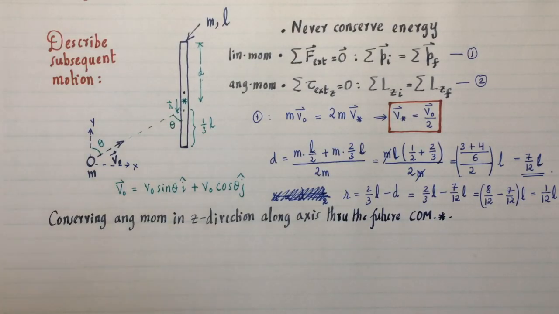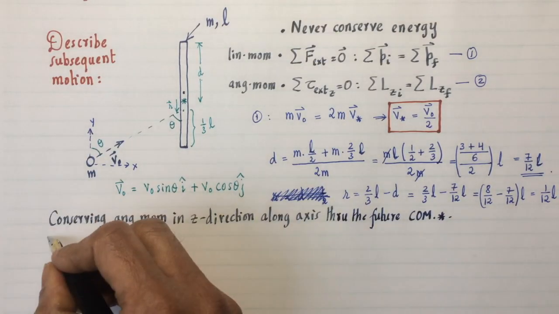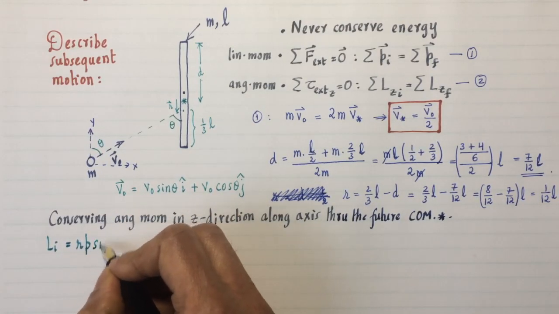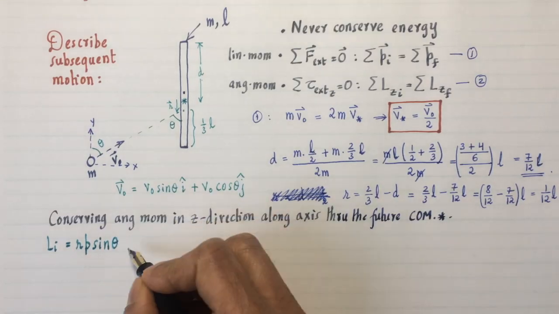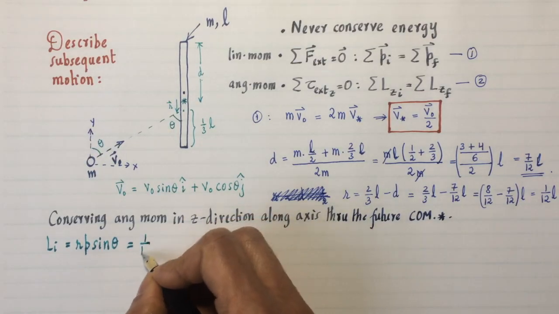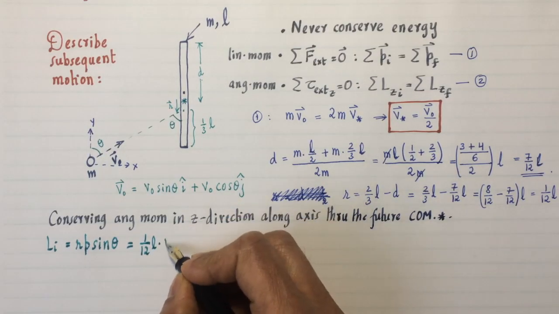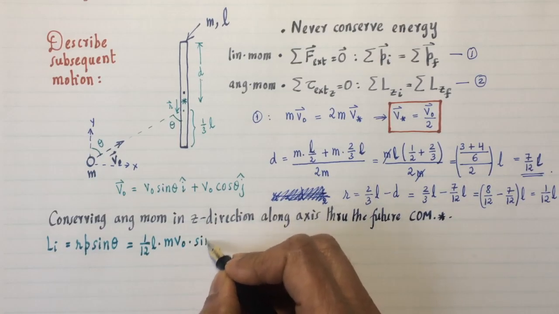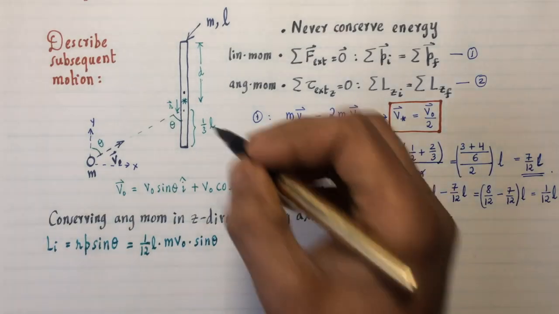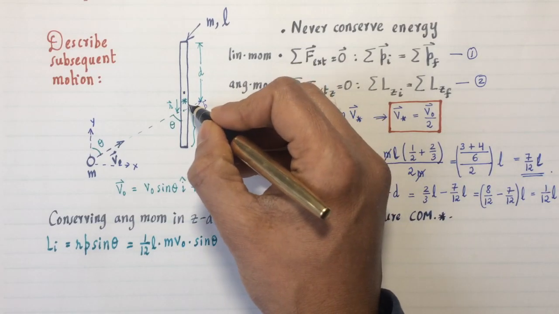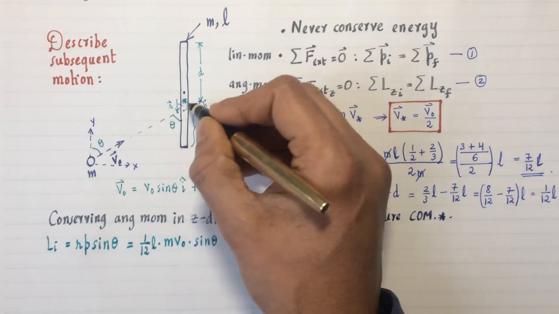So let's write that expression. The initial angular momentum L sub I is going to be r p sine theta, because that's the angular momentum of a point particle. The r vector magnitude is 1/12 L. p is m v naught, and sine theta is what it is. Now I just want to make sure that's the angle I have here. The momentum vector is going to be like this, and the angle between the momentum vector and the r vector is indeed the same as theta.